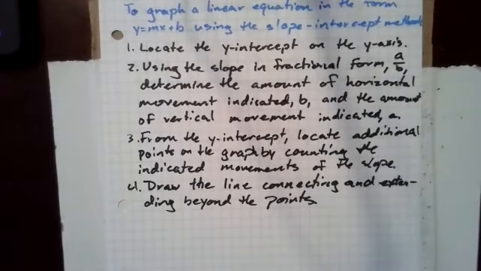To graph a linear equation in the form y equals mx plus b using the slope-intercept method, first locate the y-intercept on the y-axis. Using the slope in fractional form, a over b, determine the amount of horizontal movement indicated, b, and the amount of vertical movement indicated, a. From the y-intercept, locate additional points on the graph by counting the indicated movements of the slope. Draw the line connecting and extending beyond the points.